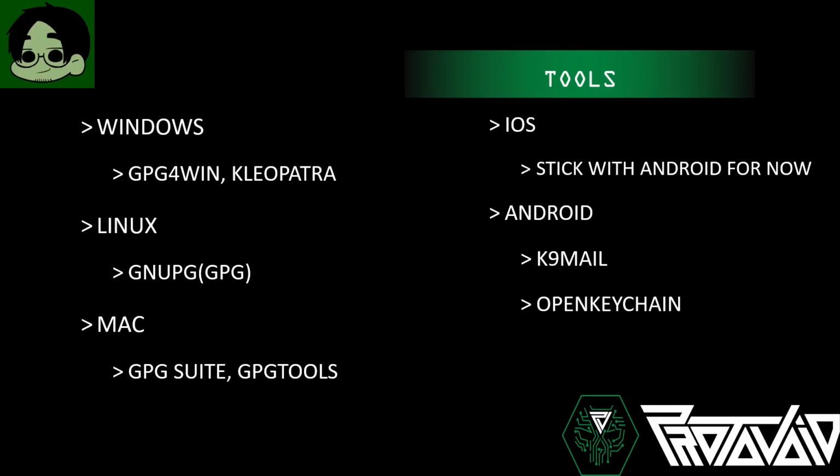For Linux, you have GPG. I don't really use a GUI option for Linux. Everything that I do on Linux is through the command line because it's extremely simple. For Mac, you have GPG Suite and GPG Tools. iOS, stick with Android for now.